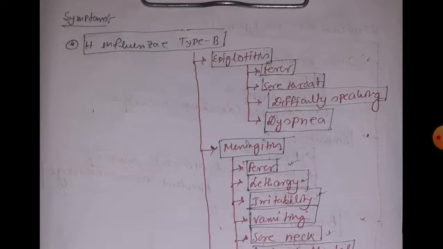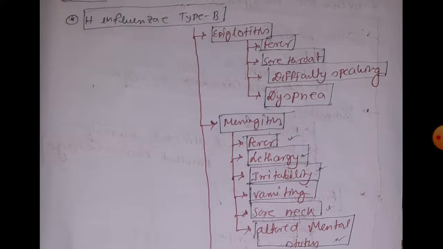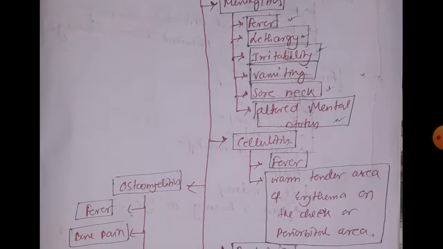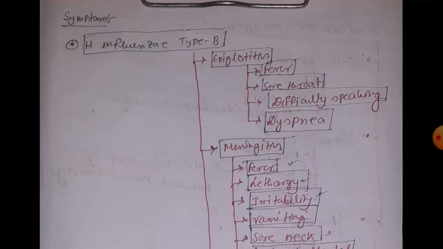I have told you that meningitis is a brain infection, right? So it can cause fever, lethargy, irritability along with altered mental status and vomiting. Now along with meningitis, it can also go to our joint and cause septic arthritis. The symptoms include fever, pain, swelling and tenderness in the affected joint.